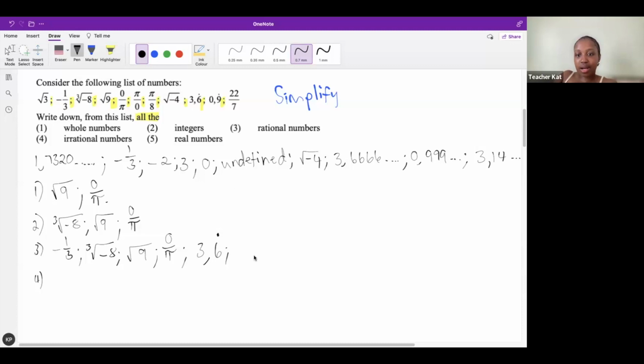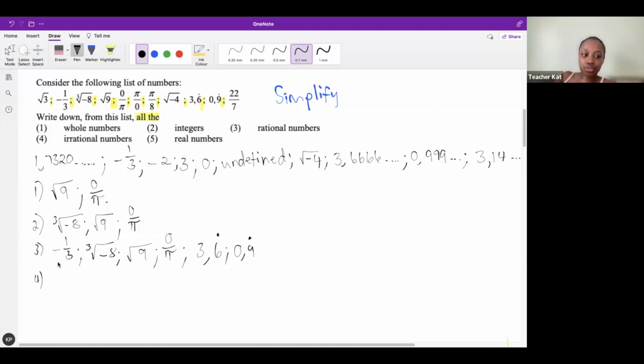3.6 recurring, is that rational? Yes, it is. Next, 0.9 recurring. Is that rational? There we go. I want responses. And the last one, 22 divided by 7, which is 3.14 and so on. Is that rational? No.